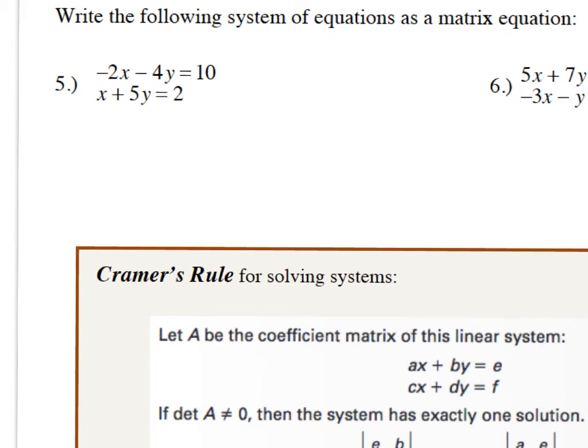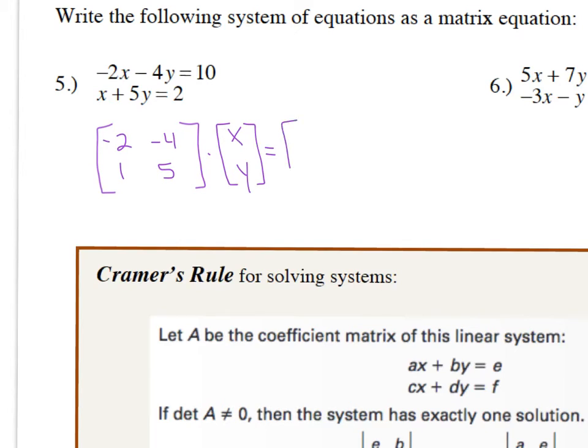I'm going to go ahead and set this up as a system of equations as a matrix. So again, this first matrix is going to be what we call the coefficient matrix, because it's going to contain the coefficients of our x's and y's. So negative 2, negative 4, 1, and 5 are going to be written as a 2 by 2 matrix, looking like that. And then our second matrix would contain your x and your y, your variables. It's called the variable matrix.